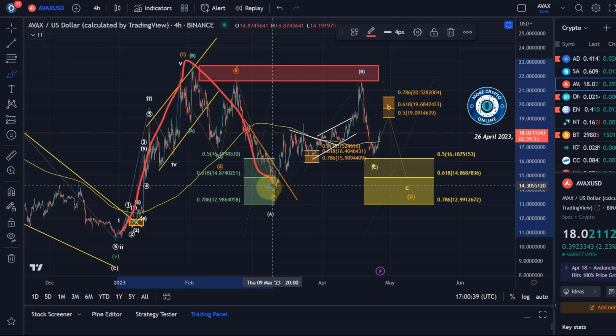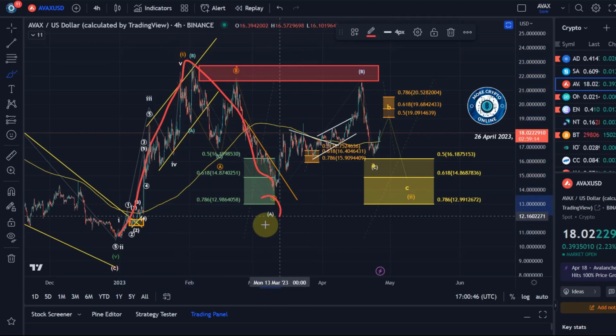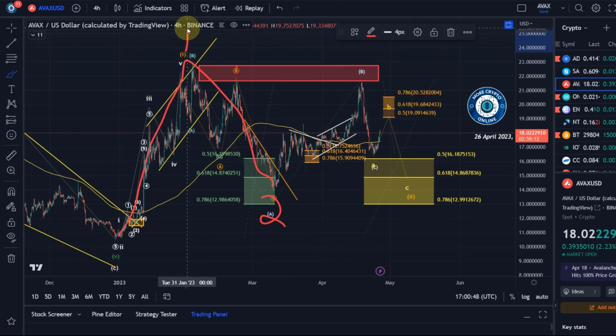Then the idea was that we put a wave 2 in here. So wave 1 to the upside at the January top, and a wave 2 down here, which was at the time the logical conclusion after a 5-wave move up, after a 3-wave move down that came quite deep.